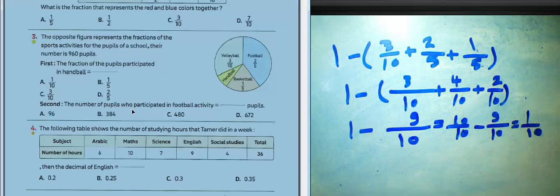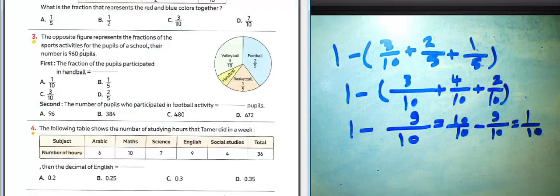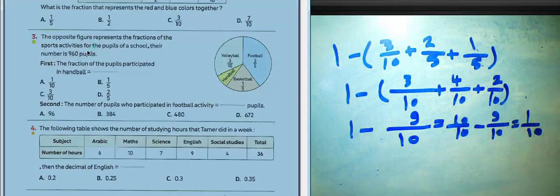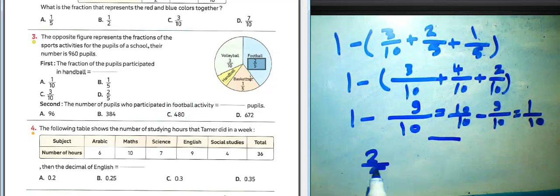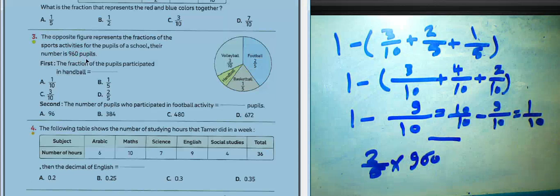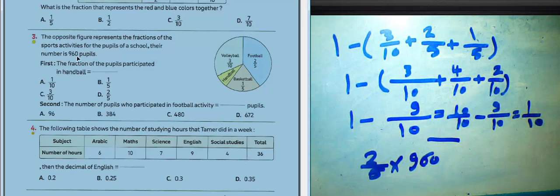The number of pupils who participate football activity is pupils. We have the total number 960. Look at here, 960. And he asked about number of pupils. About what? About football. Football we have 2 over 5. So we must find the result about multiplication about 2 over 5 and the total number here 960. Here, look at here, 960 is the number of pupils in a school.